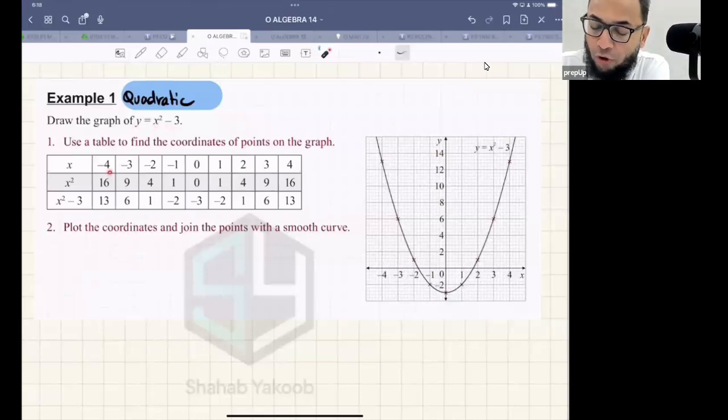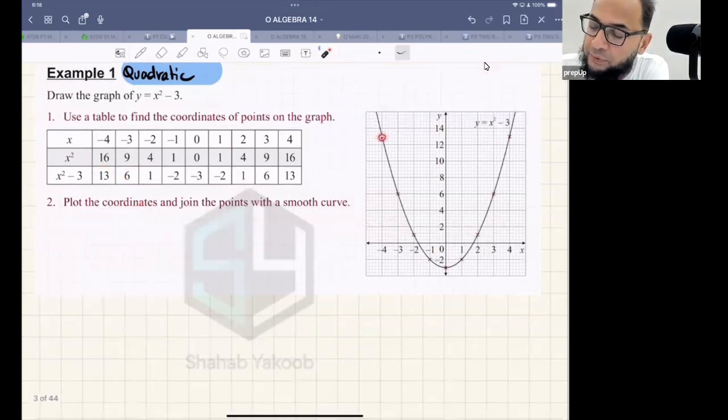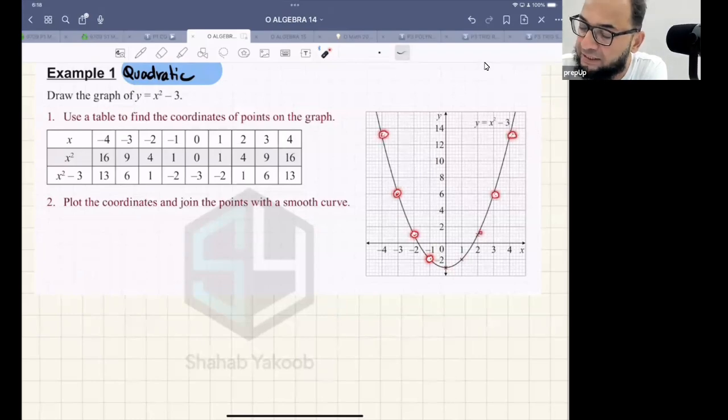So we take some values of x and then we square each of them, and from these values we subtract 3. So these are the y values that we get. Plot the coordinates and join the points with a smooth curve. So these were the points 1, 2, 3, 4, 5, 6, 7, and 8. Actually, there should be 9. There is also one over here, and this is the 9th one.